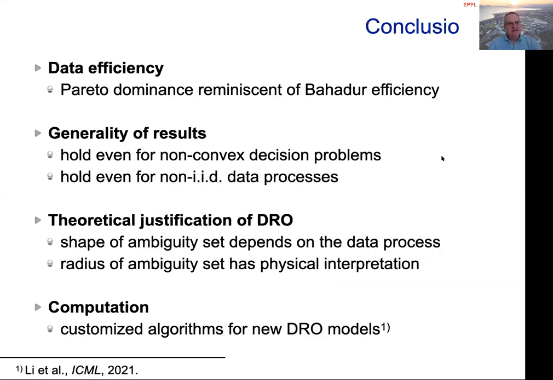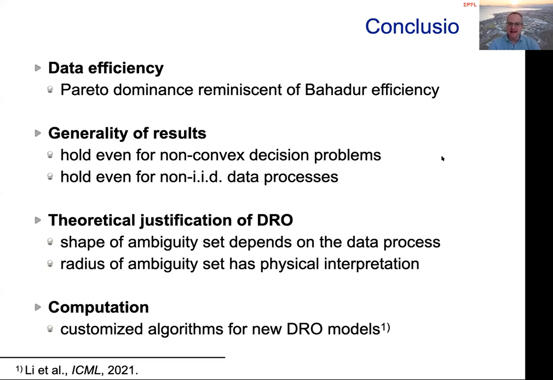So what we tried to achieve was actually to ensure data efficiency. In some sense, our predominant solutions of meta-optimization problems are reminiscent of efficient estimators that have been studied in statistics under the name of Bahadur efficiency.